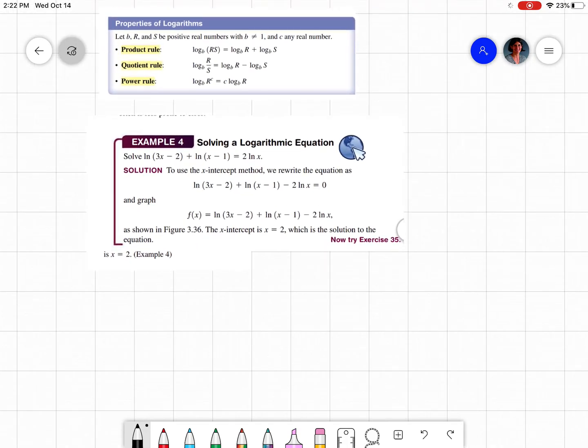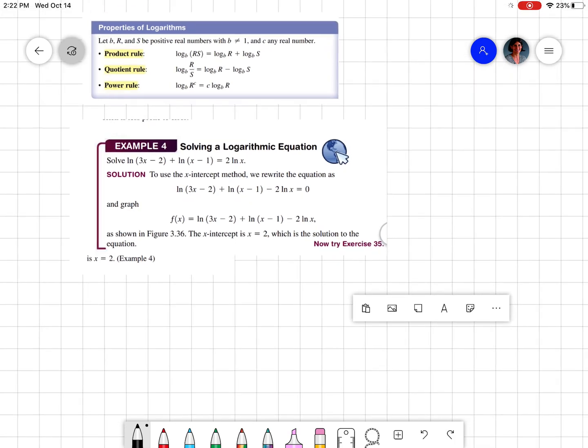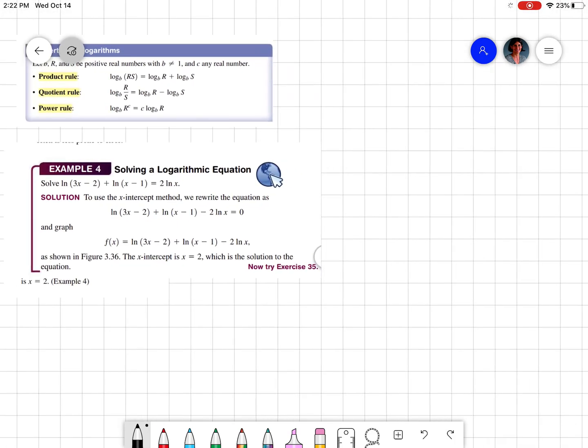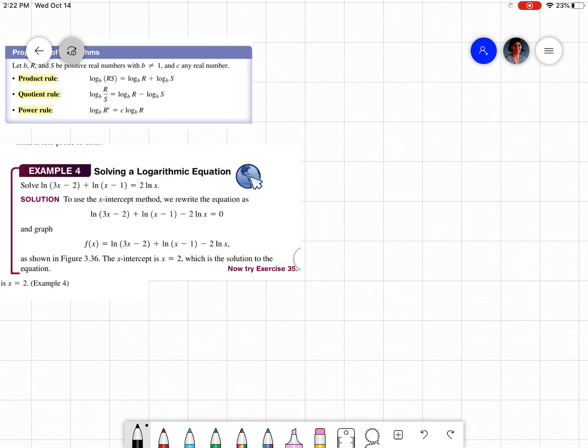So here we go. We have to solve the ln of the quantity 3x minus 2 plus the natural log of x minus 1, and we're going to see where that equals 2 ln of x. All right, and let's start to see what we can do with these properties. I'm not going to use the graph in your book. We're going to do it a little bit more complicated. So let's see here. I'm thinking I can use the product rule. That's what I start off with.